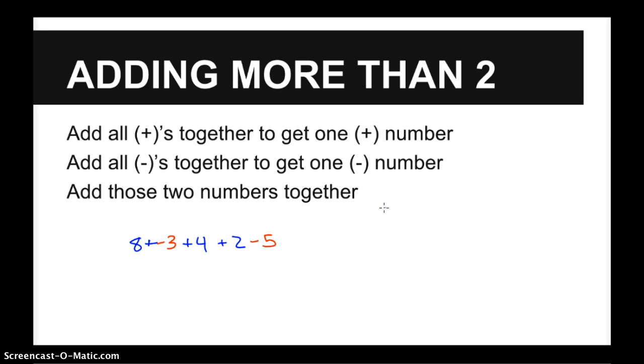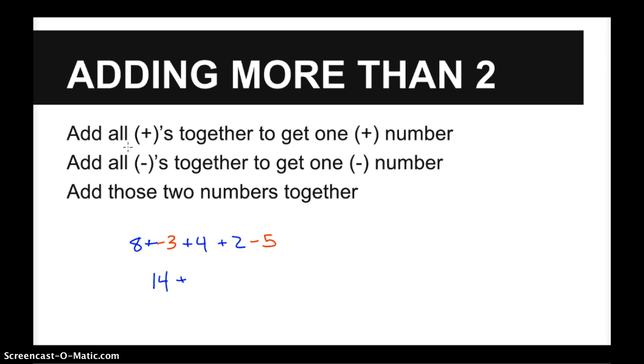So, what if we're in a situation where we have more than two numbers? Which sign does our sum get if we're adding more than two numbers with different signs? Well, my strategy is I add up all my positive numbers together to get one positive number. So what that means in this case, I have a positive 8, a positive 4, and a positive 2. So I'm going to say 8 plus 4 gives me 12. 12 plus 2 gives me 14. So I have a positive 14.